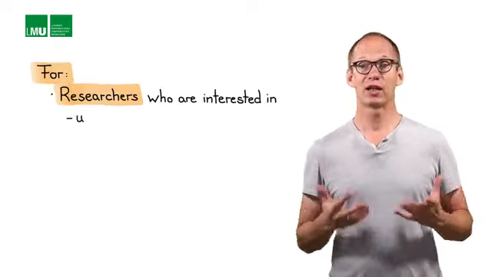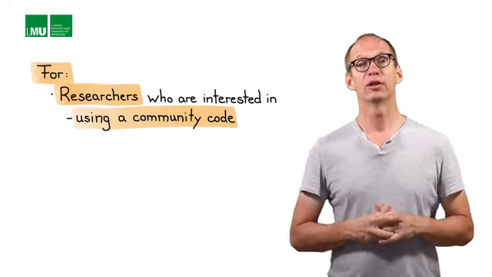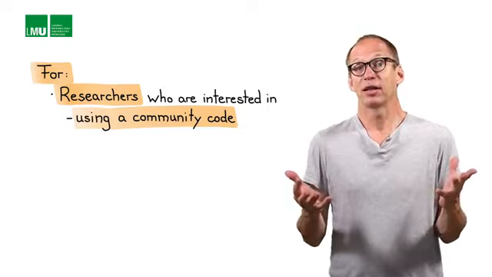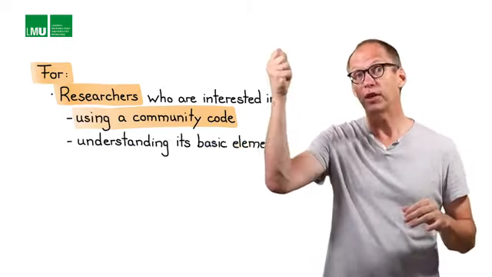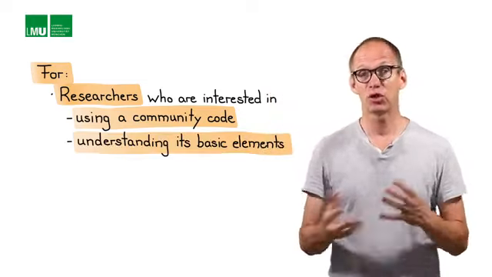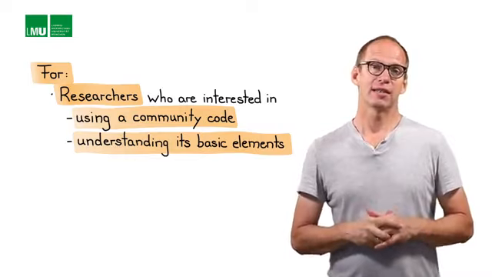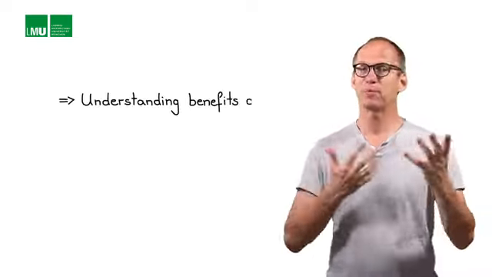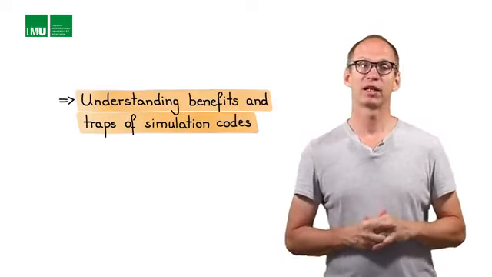You might also be a researcher that's interested in using a community code that simulates a physical or some other phenomenon, and it might be parallel and it runs on a large supercomputer. So we'd like to know what's under the hood. It's like opening the hood of a car to look inside the engine. What's the element that makes the car work? So that's very important to understand the benefits and the traps of these simulation codes. And that's basically what we would like to convey in this course.